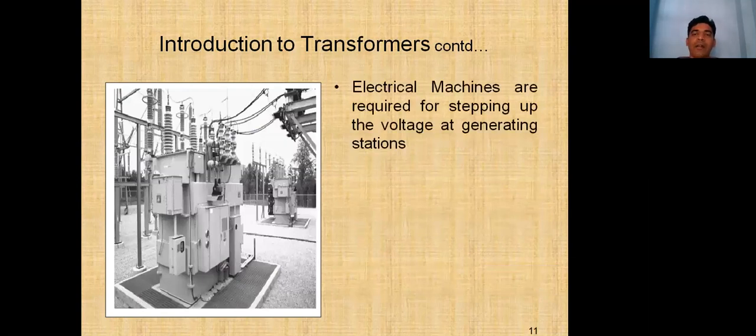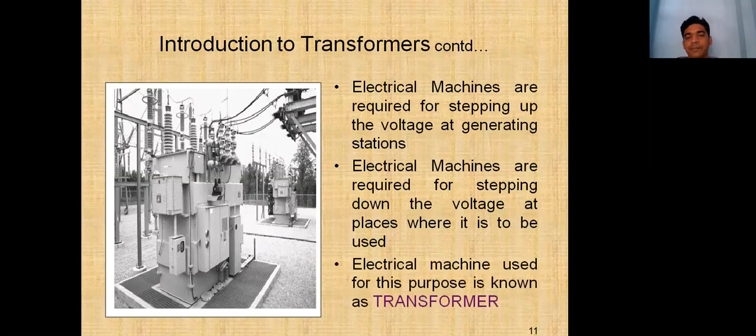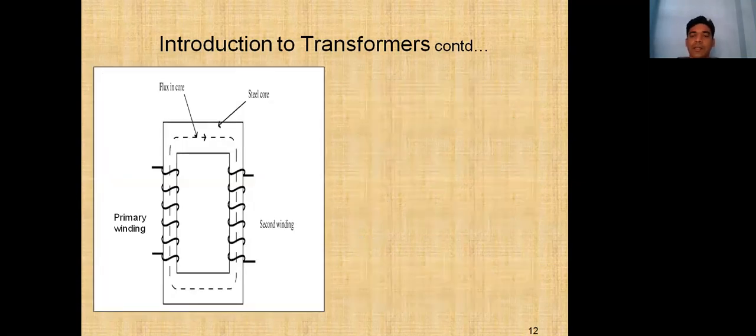Electrical machines are required for stepping up the voltage at generating stations, and for stepping down the voltage at places where it is to be utilized. These machines are known as transformers.